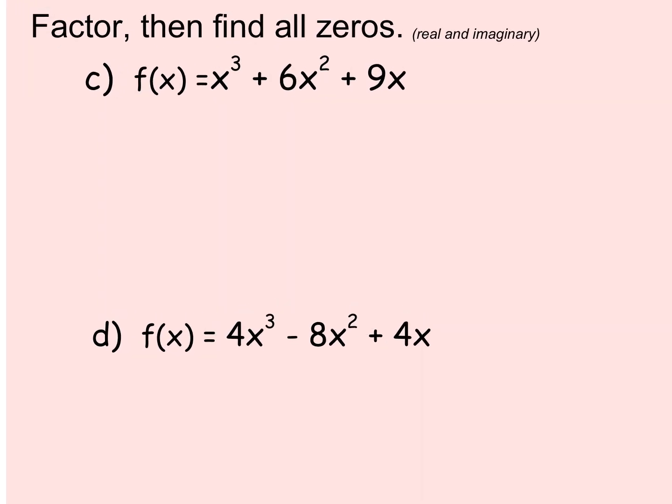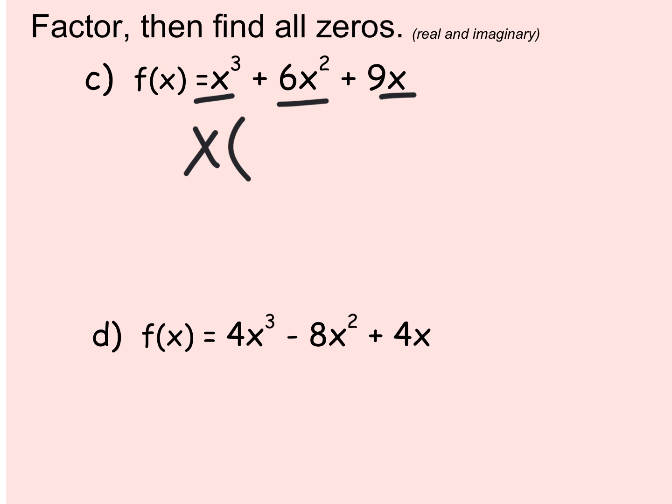First, always look, is there anything in everything? Is there any common factor? Yes, there is. What's in everything? x. So factor it out. If you find yourself saying, I can't factor this thing, it's usually because you forgot that there was a GCF.